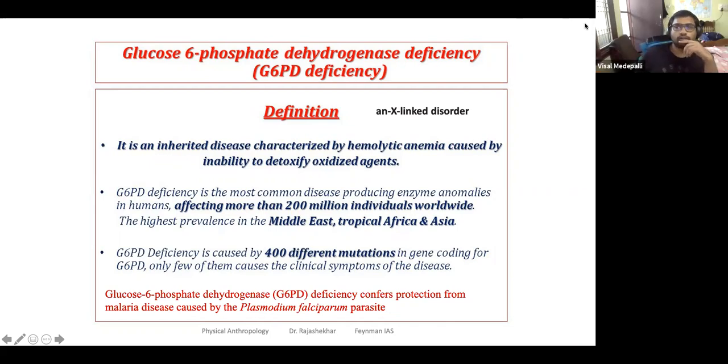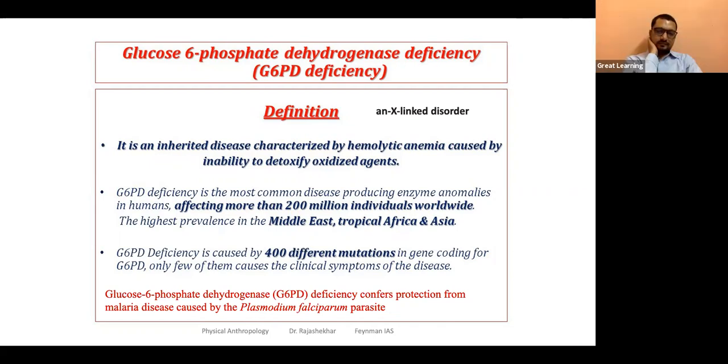Either from mother or father. X-linked, so it's present on the X chromosome, right? Either from mother or father. It's an X-linked disorder. This is an inherited genetic disease.